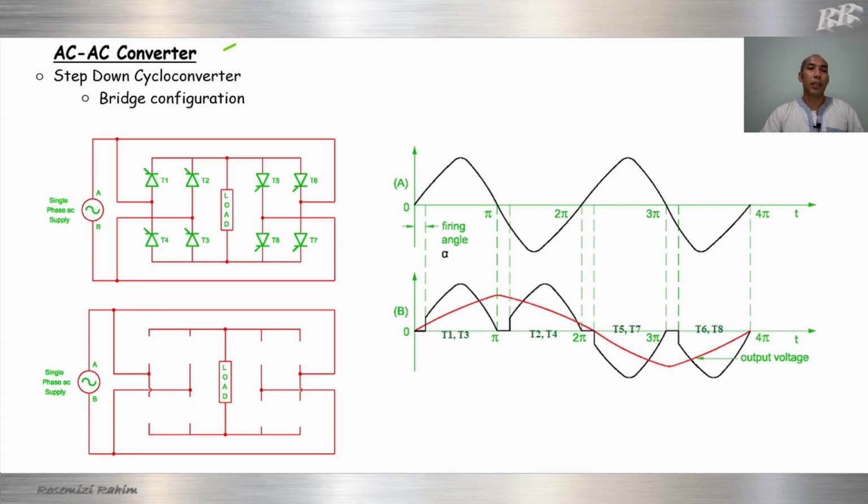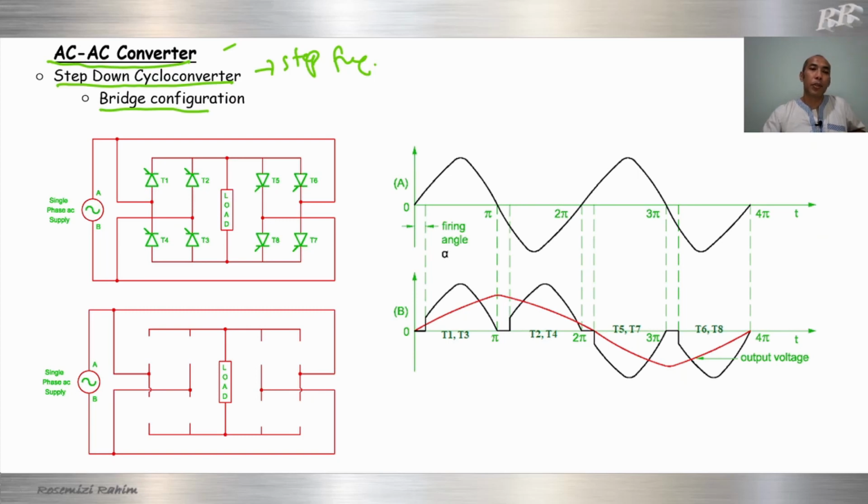Okay, AC to AC converter, step down, cycloconverter, bridge configuration. So we use bridge configuration to step down the frequency. So we want to step down frequency. Okay, this is the configuration of bridge. We have 1, 2, 3, 4, 5, 6, 7, 8, 8 thyristors.